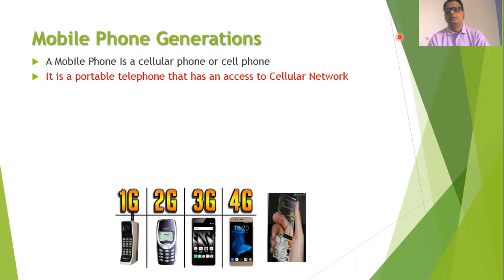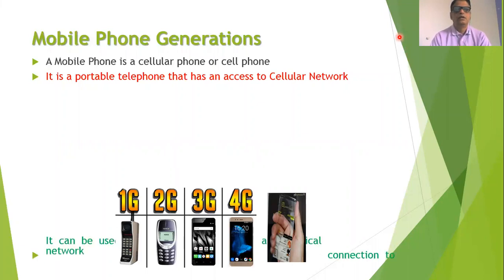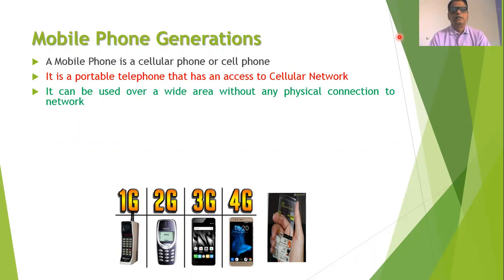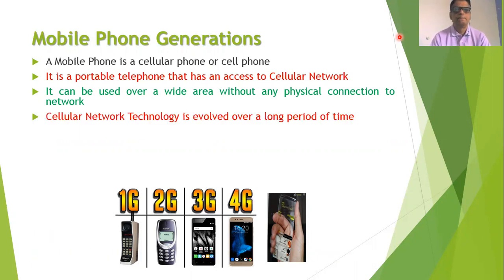This phone is a mobile phone because it is a portable phone, and this phone can be carried from one place to another place, and that is the reason this phone is being called a mobile phone. You will find that this phone does not require any physical connection to the network. That is, no wired connection is required. Wirelessly, this phone is connected to the cellular network. And that is the reason we can easily carry it from one place to another place.